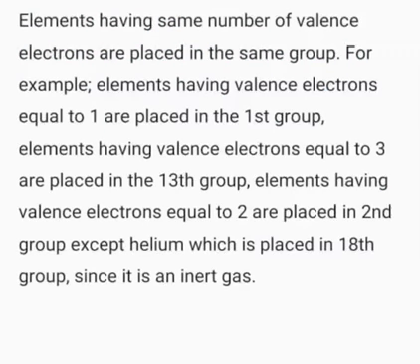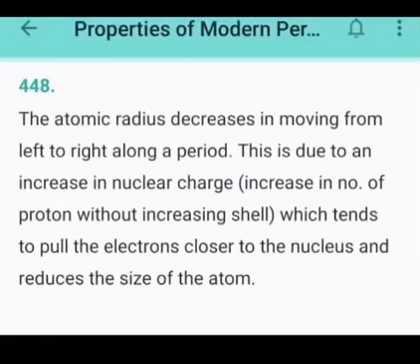Elements having the same number of valence electrons are placed in the same group. For example, elements having valence electrons equal to 1 are placed in the first group. Elements having valence electrons equal to 3 are placed in the 13th group. Elements having valence electrons equal to 2 are placed in the second group, except helium, which is placed in the 18th group since it is an inert gas.